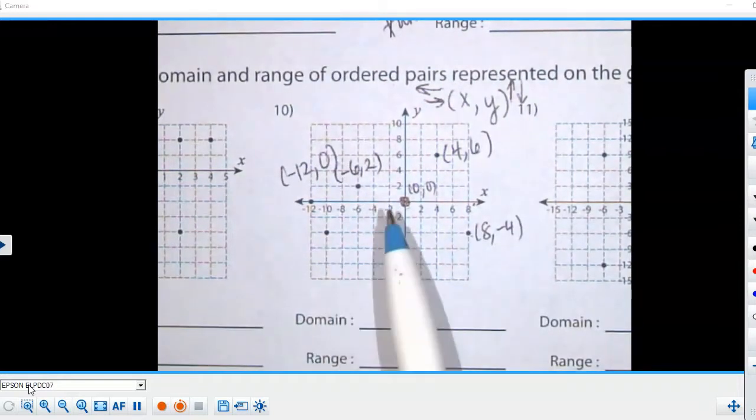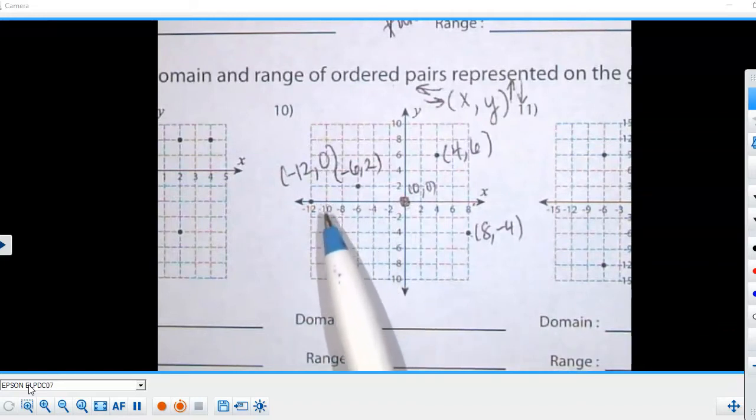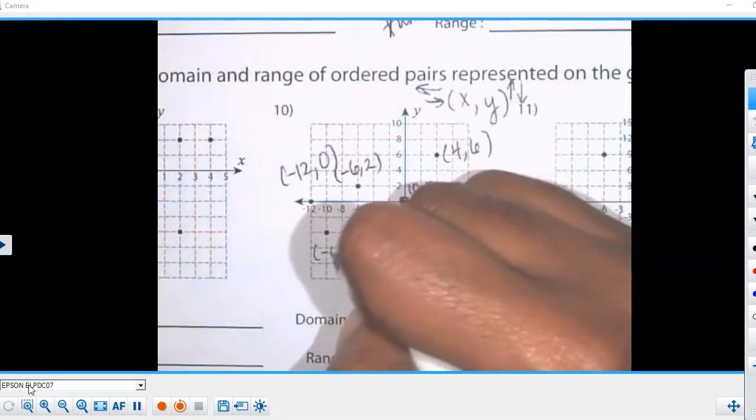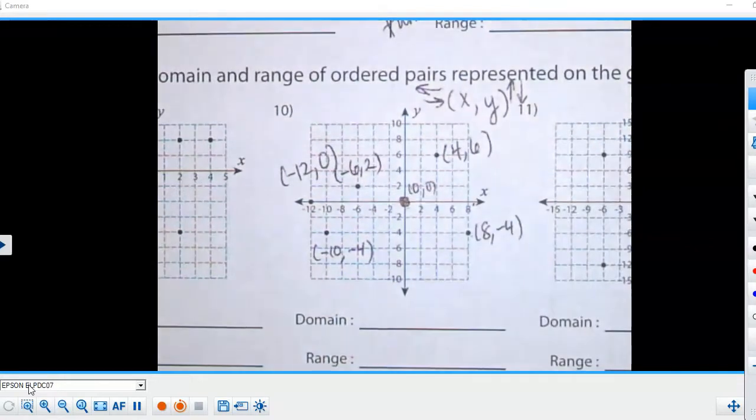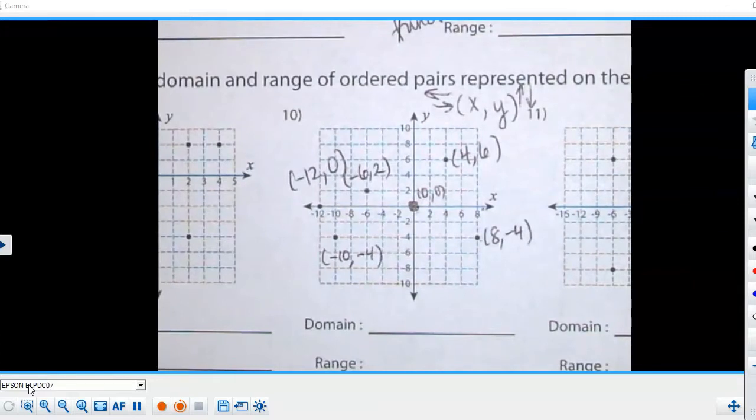And for the last one, I went 2, 4, 6, 8, 10, and I came down -2, and I came down -4. Each jump was worth 2. So this is -10, comma, -4. All right, so now that we know how to do coordinate points, and again, you're going to be asked a question about coordinates and how to basically make coordinates.